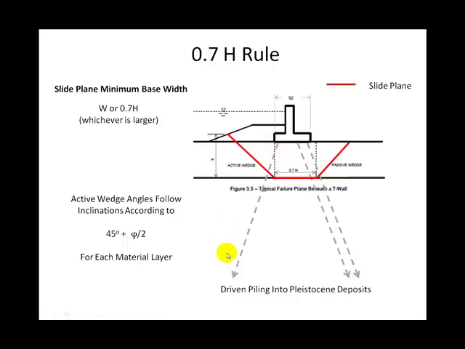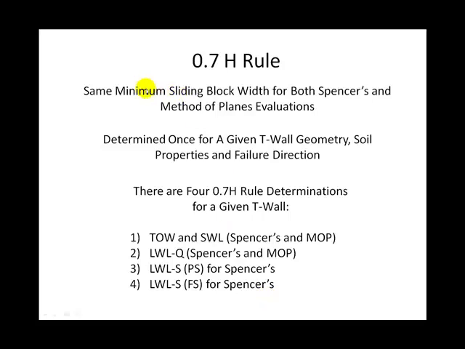We've also depicted on this drawing piling that would be driven beneath the T-walls into the Pleistocene deposits in the New Orleans area. The 7/10 H rule is used in the same manner for both Spencer's and method of planes evaluations. In other words, we only have to determine it once for a given T-wall geometry and for given soil properties and a failure direction.